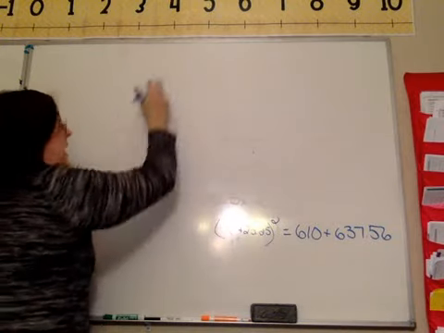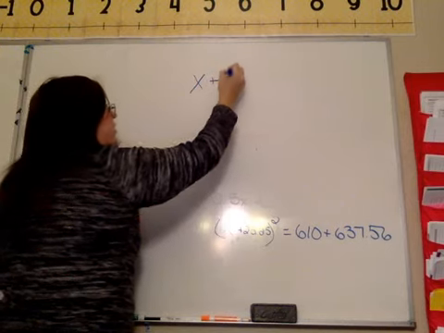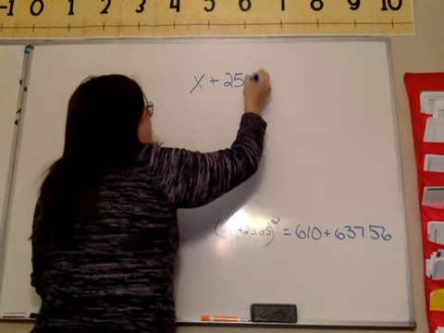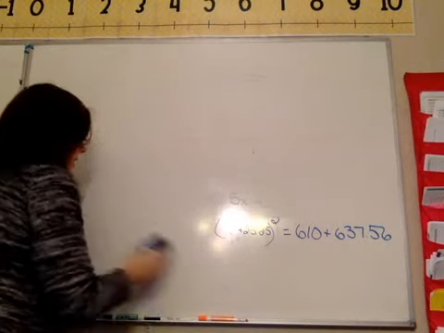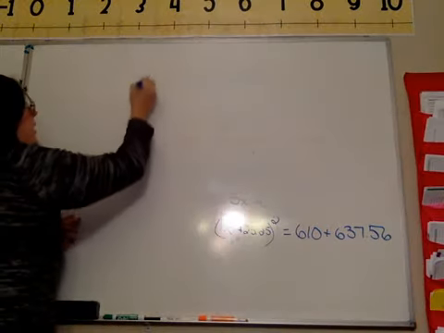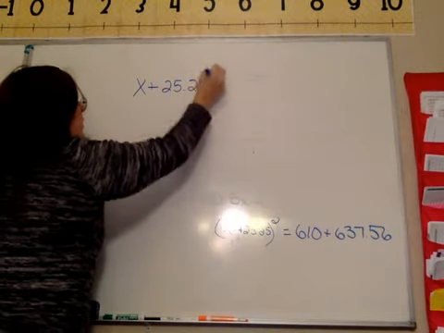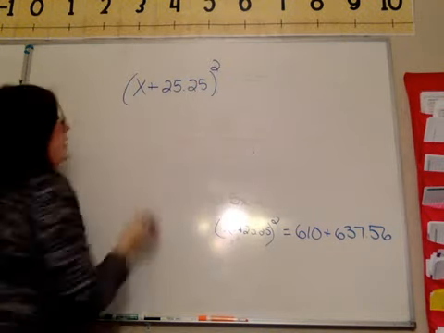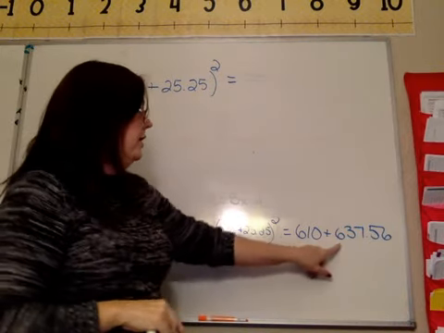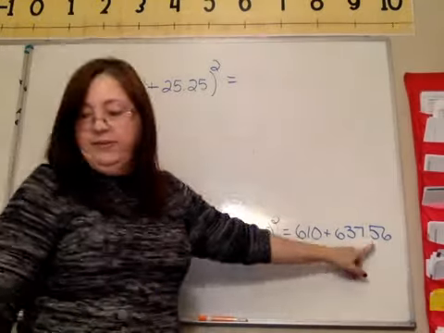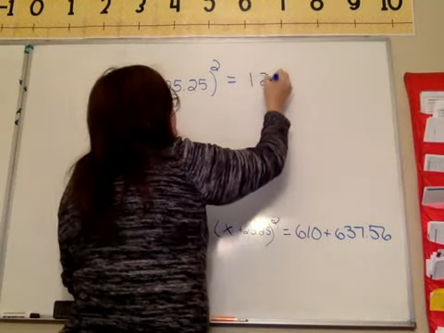I'm just pulling this back up to the top, what we just did. So we have our x plus 25.25, squared. And then you do the math over here, 610 plus 637.56, and you're going to get 1,247.46.